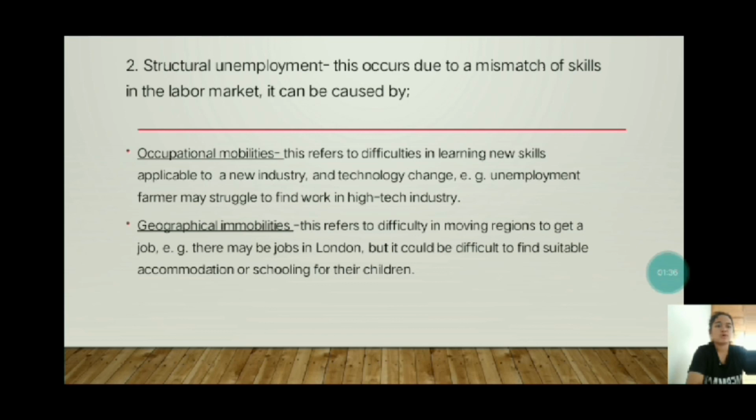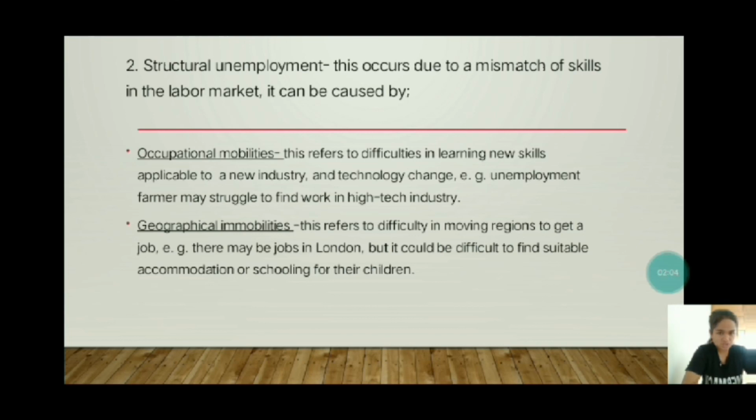Structural unemployment occurs due to a mismatch of skills in the labor market. It can be caused by occupational immobilities. Occupational immobility refers to difficulties in learning new skills applicable to a new industry or technology change, or an unemployed farmer may struggle to find work in a high-tech industry.